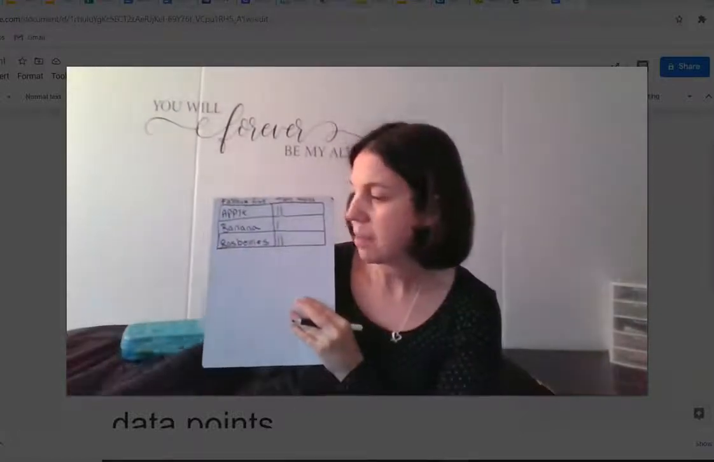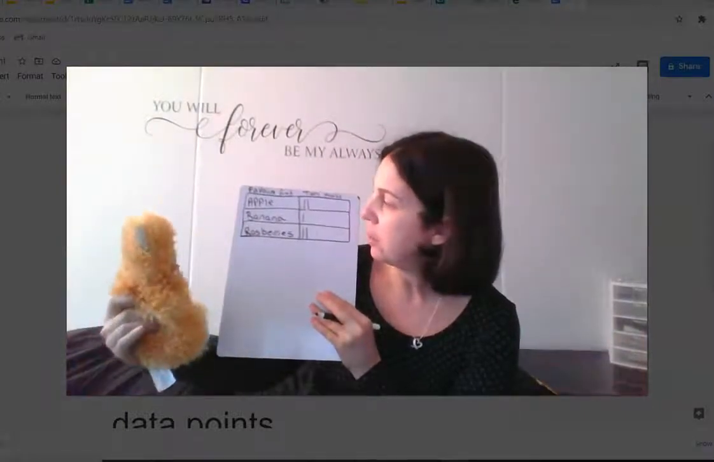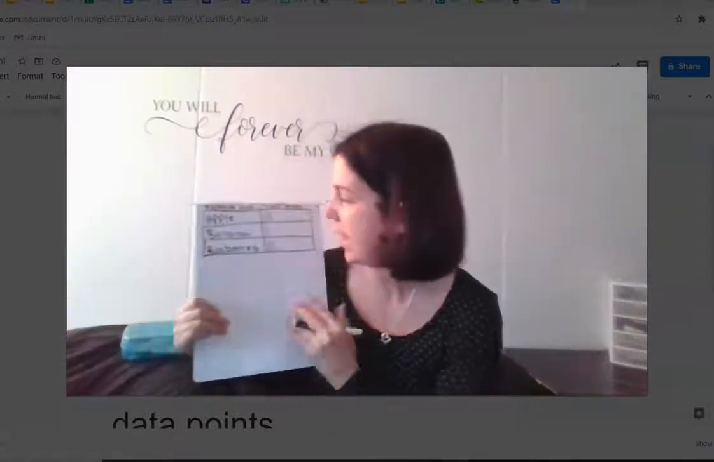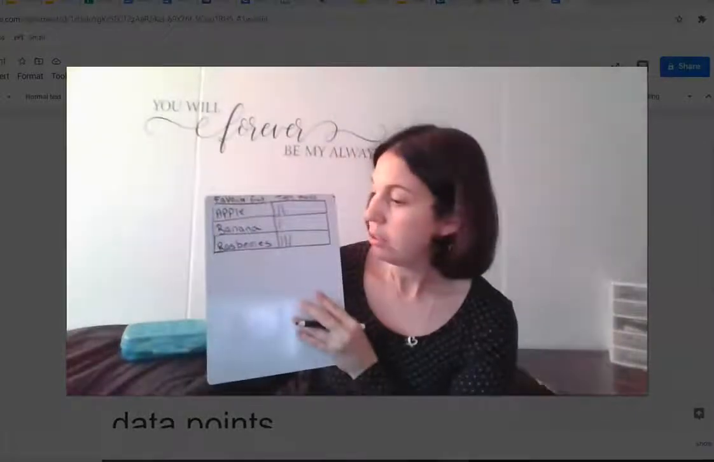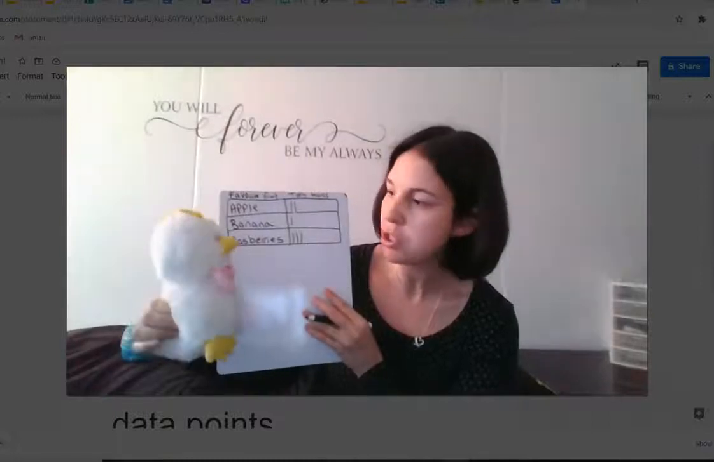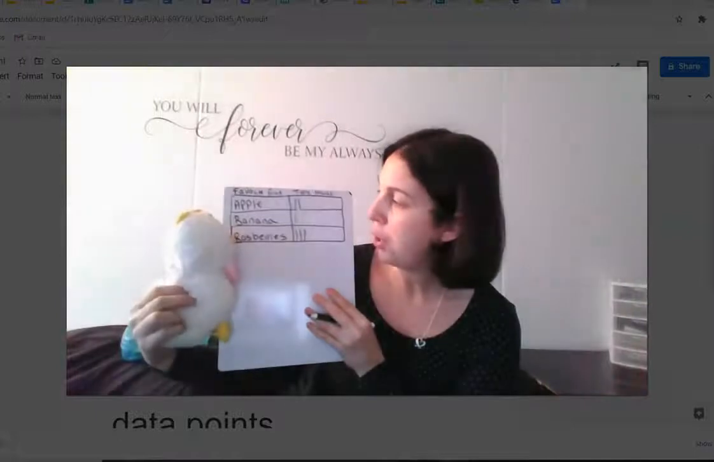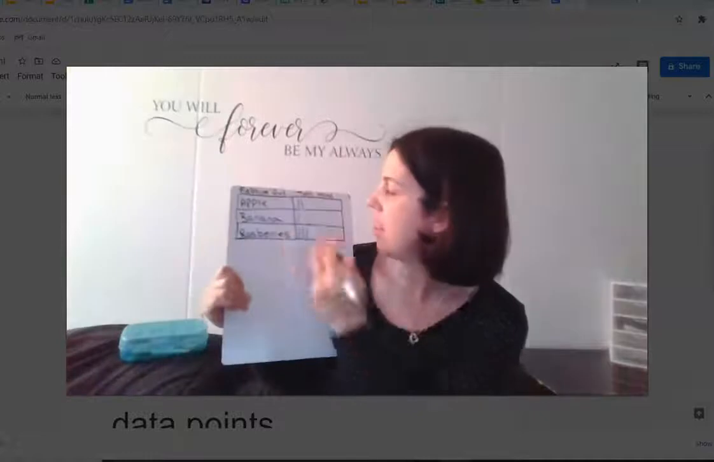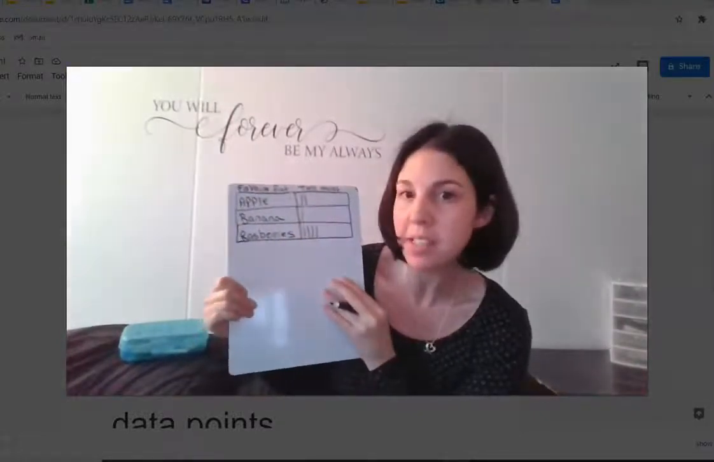Okay, next up is Little Miss Bear. Hi, Miss Bear. What's your favorite fruit? Raspberries. Oh, another one for raspberries. Okay. Tally mark for raspberries. Who do we have next? It's Mr. Duck. Hello, Mr. Duck. What's your favorite fruit? Raspberries again. Oh my goodness. Another one for raspberries. So we put a mark next to raspberries.